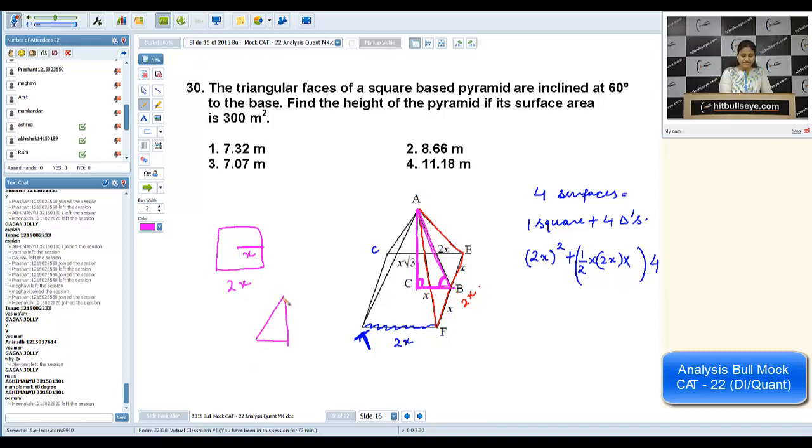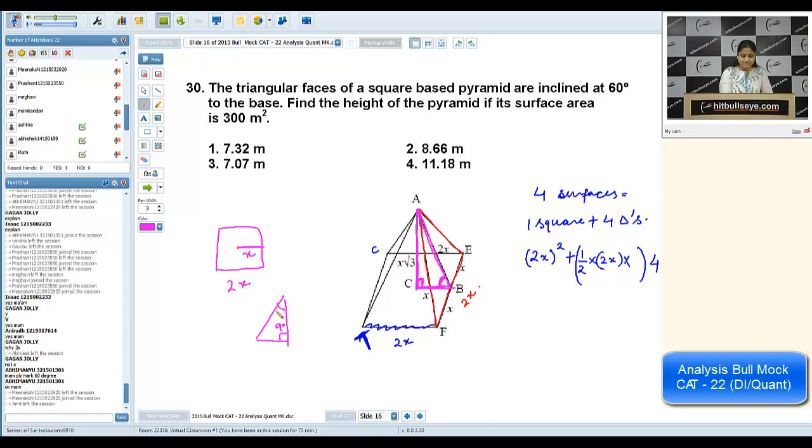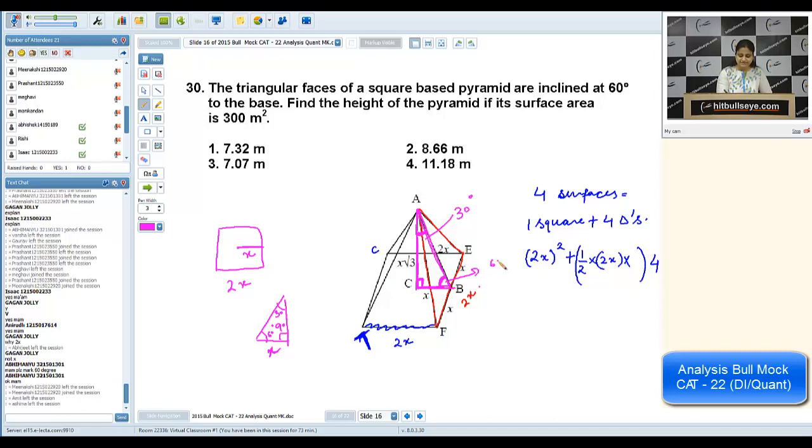Now you have a triangle with 90-degree. This will be 30-degree. This will be 60-degree. And opposite to 30-degree you have x. Whenever you have a 30, 60, 90 triangle, what is the ratio of the sides? That is 1 is to root 3 is to 2. So if this is x, it will be root 3x, it will be 2x. So what is AC? That is x root 3. What is AB in this case? It will be 2x.